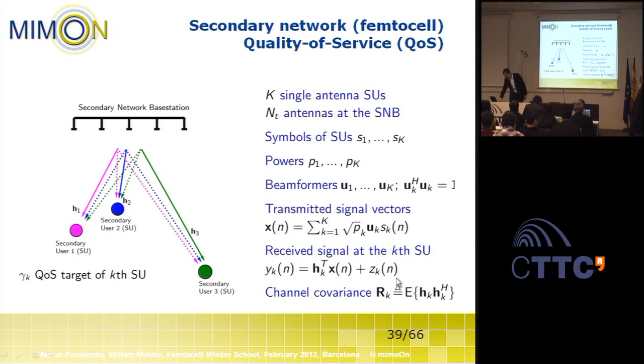So in the following, we will assume that we either know exactly the channels of the users, or we only know the statistics of these channels. So in this case, we could either know the instantaneous channels, or we could know the covariance matrices, the channel covariance matrix of the particular users, denoted by RK for the K-th user.